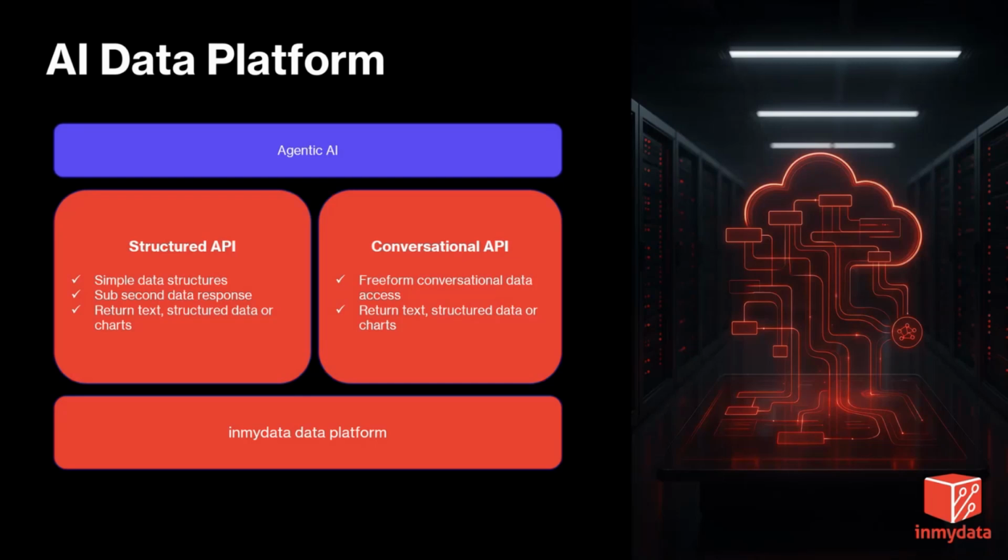But what you also get with the platform is the API to allow you to build these agentic front ends. And there's two parts to that API. There's a structured API, which gives you simple data structures to pull data out of the platform. It always delivers sub-second responses, and you can ask it to return text, structured data, or charts. We also deliver a conversational API, so free-form conversational data access. It's really an API front end on that chat that we were just looking at, embedded in Progress or embedded in the web, and it allows you to return text, structured data, or charts.